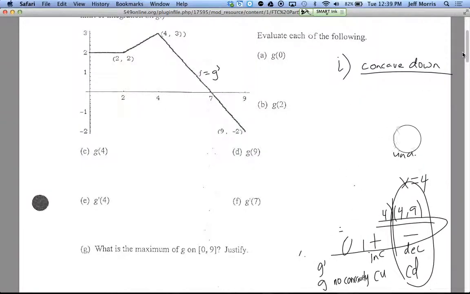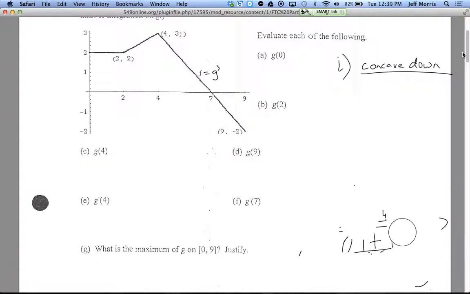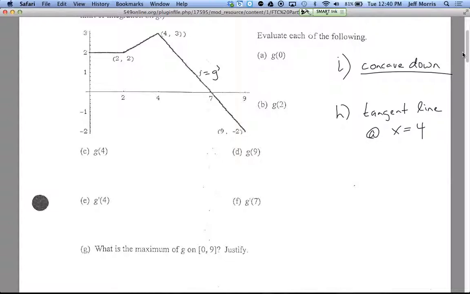Next one says G, they wanted the tangent line equation at 4. So if I want the tangent line equation at 4, this is H right now. So tangent line at x equals 4. What two things do you need to have the equation for the tangent line at 4? You need the slope. So I need G prime of 4. Then the point. I need G of 4.